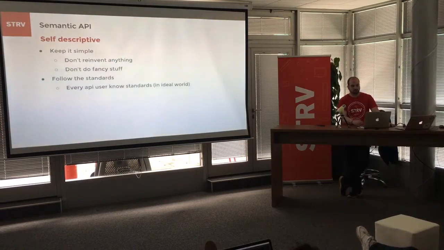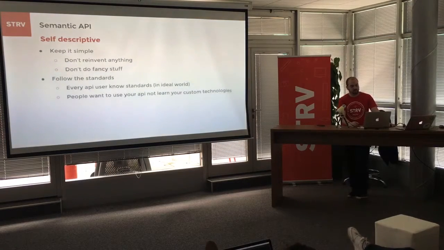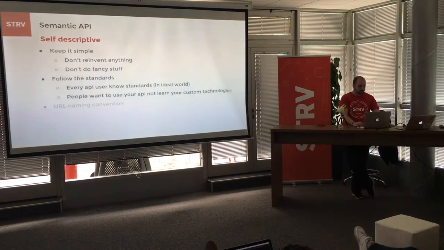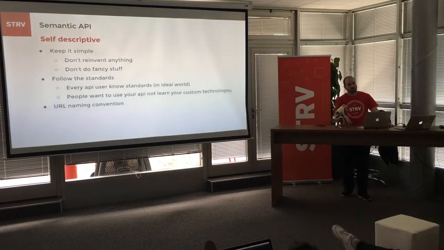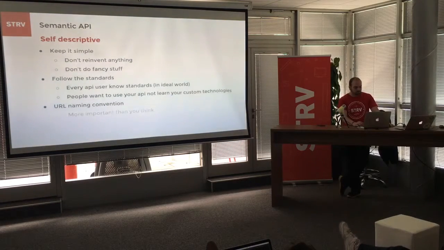He will understand it much faster. And just keep in mind that people don't want to learn your custom technologies. They just want to use your API. So that's why you should follow the standards when you are building the API. And also the URL naming should be self-descriptive. So it's good to follow some conventions, so it will again be easier for people to understand your API and use it. This may be more important than you think, and of course it may cause a lot of problems, even more than you can think.